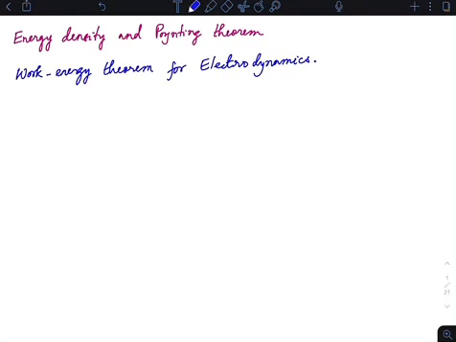Okay, what are the prerequisites we should know? First, we know that energy is conserved. This is much like charge.